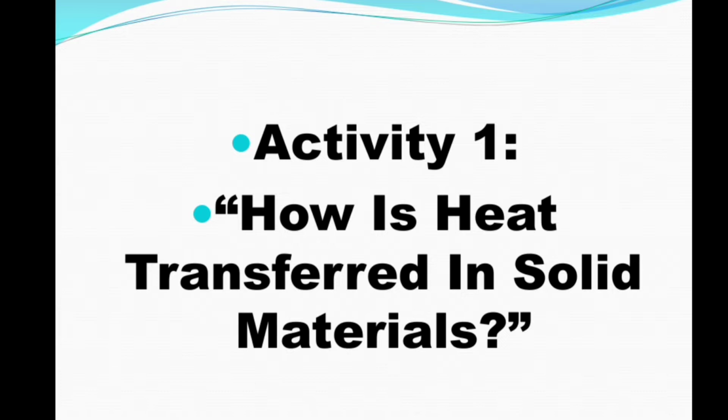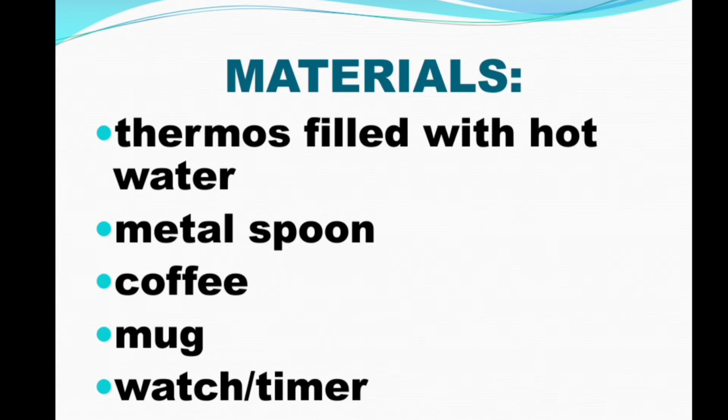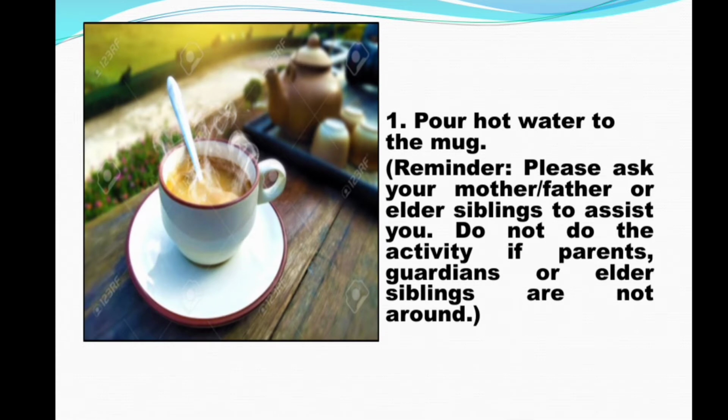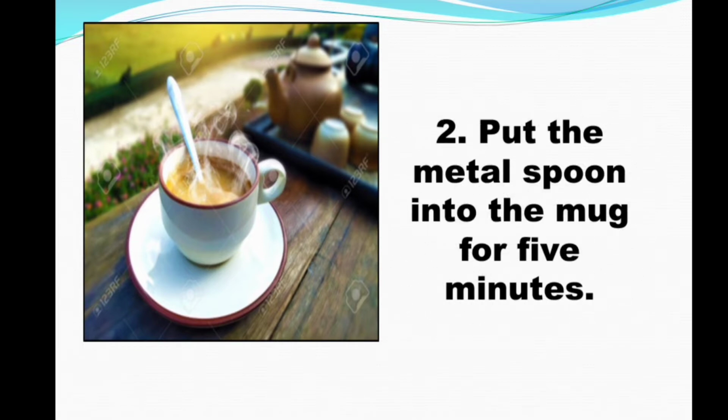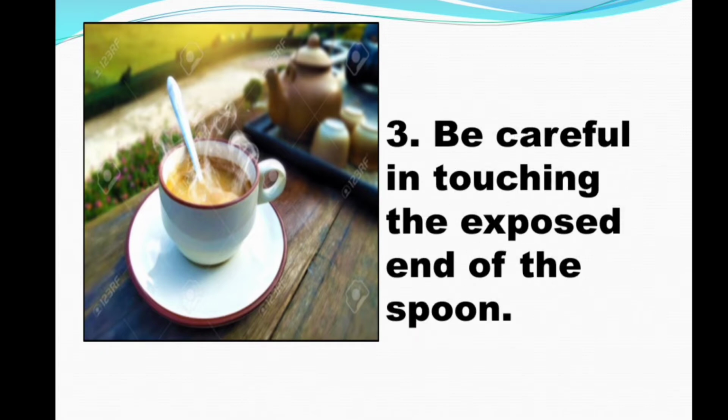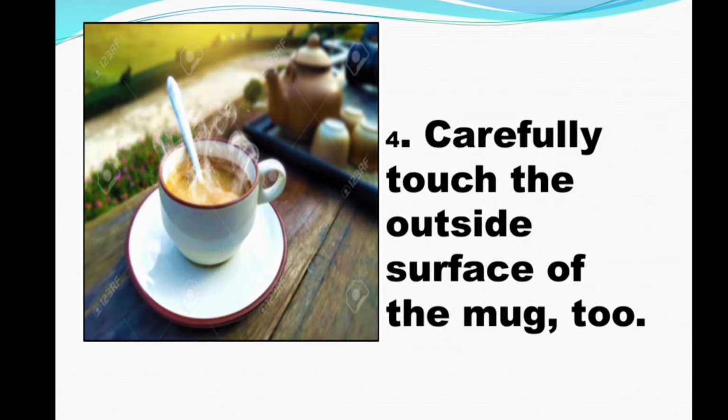The title of our first activity is How is Heat Transferred in Solid Materials? You will need the following: a thermos filled with hot water, a metal spoon, a coffee mug, and a timer. Procedure. Number 1, pour hot water in the mug. Please ask your mother or father or elder siblings to assist you. Number 2, put the metal spoon into the mug for 5 minutes. And then, be careful in touching the exposed end of the spoon. Carefully touch the outside surface of the mug too.